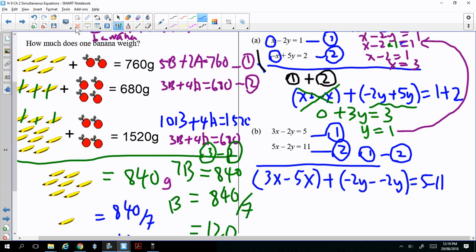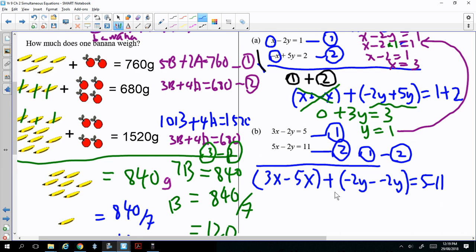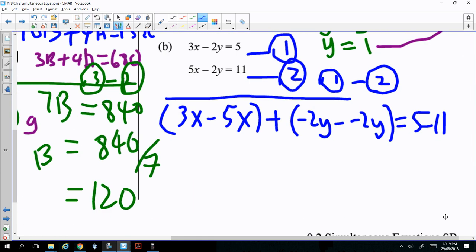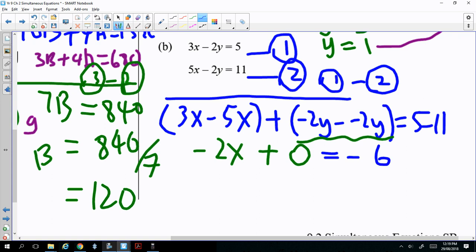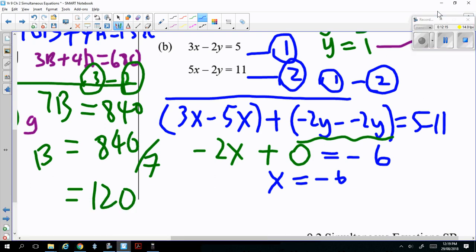All right, let's continue. So what's 3x minus 5x? Negative 2x. What happened to the y terms? 0. Equals negative 6. Now how do I find x? x equal to 3. Now how do I find y? Sub it back into 1 or 2.